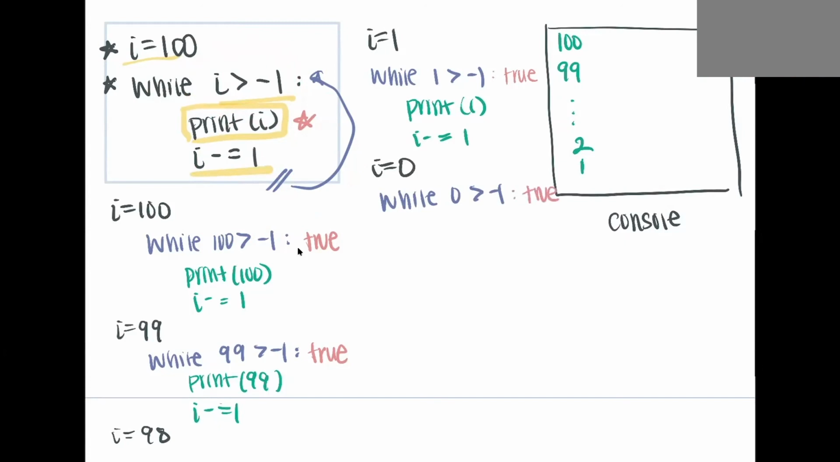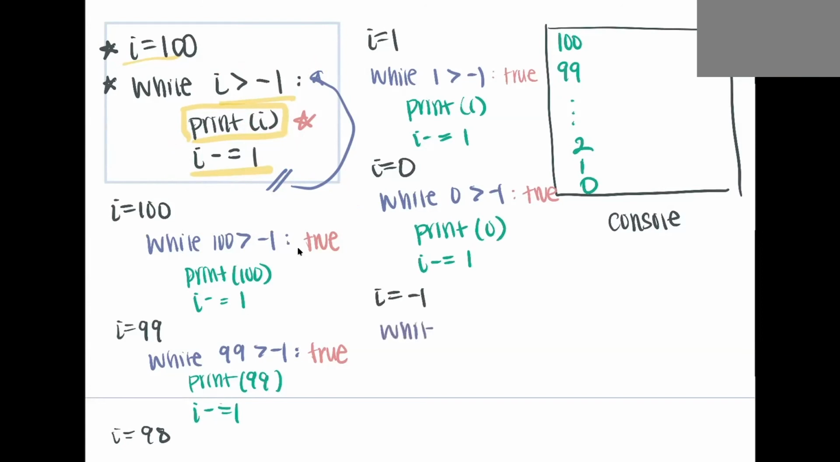Because it's true, we're going to fall back into this indented code block, and we are going to print our current i value, which is 0. So 0 will print. And then we're going to decrement our i value. So i minus equals 1. That means i is now equal to -1. Because we've reached the bottom here, we're going to go back to the top and then check our condition.